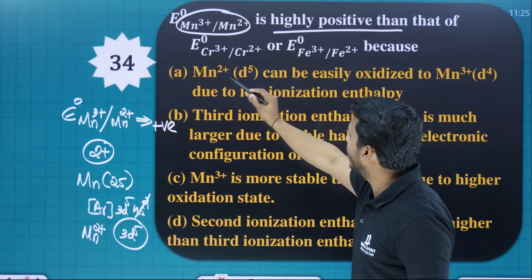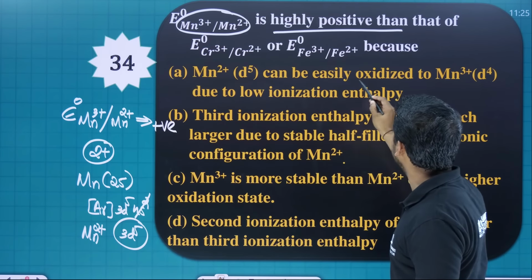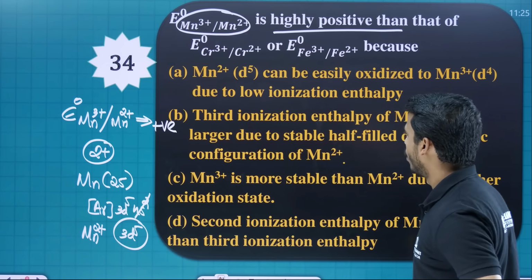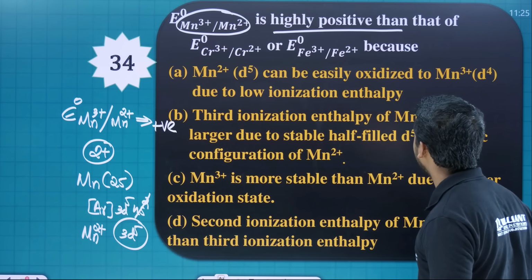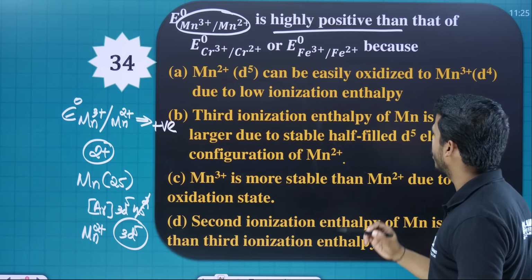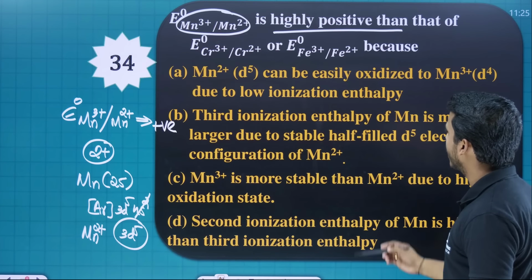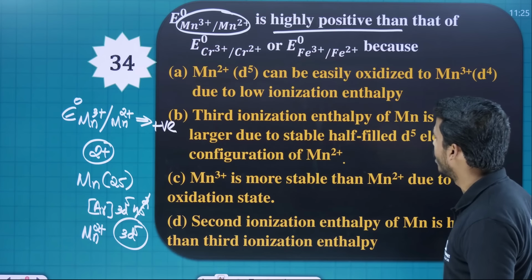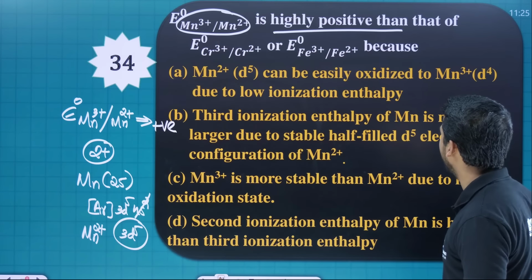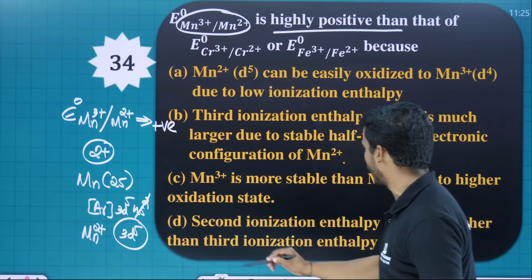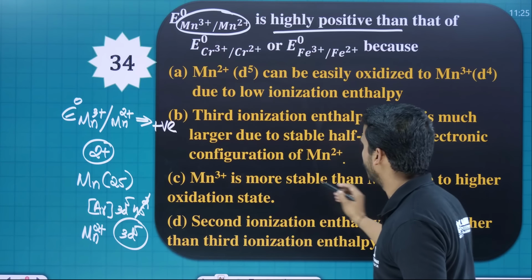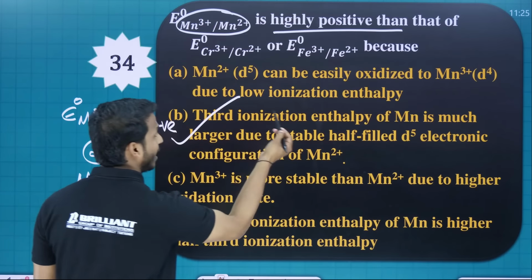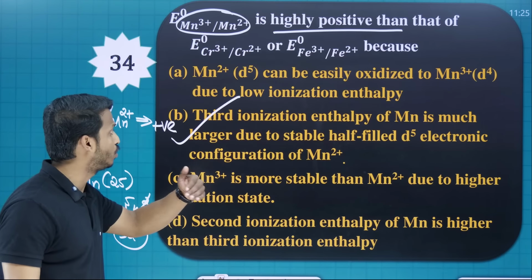So what you can say: Mn2+ is d5, can it be easily oxidized to Mn3+ d4 due to low ionization? No, the third ionization enthalpy of Mn is much larger due to the stable half-filled d5 configuration of Mn2+. Yes, Mn3+ more stable? No, option B. Option B. What is that point? The third ionization enthalpy of Mn is much larger.